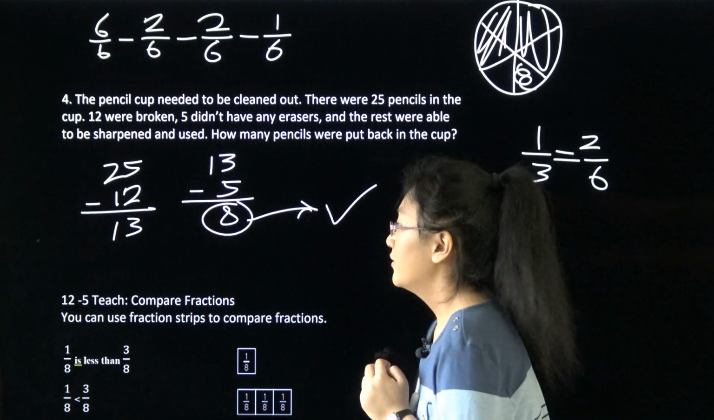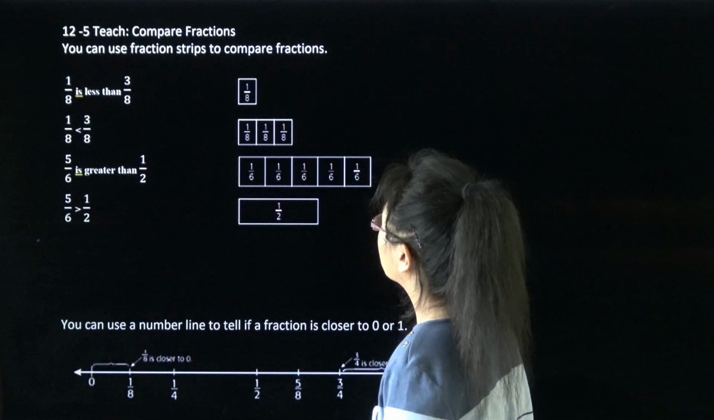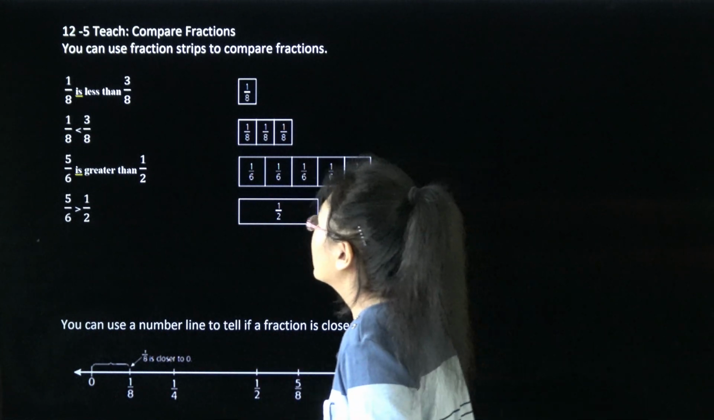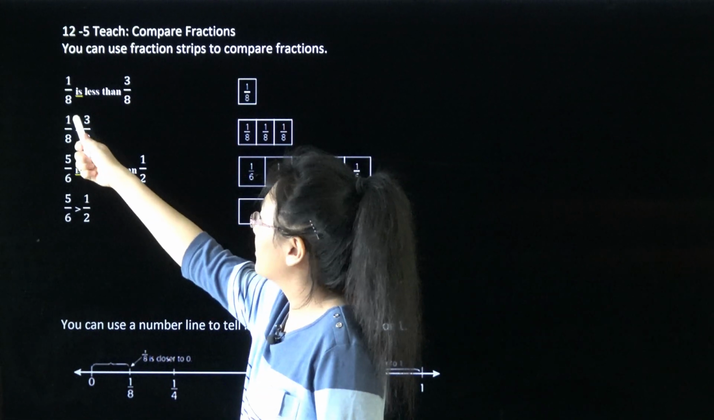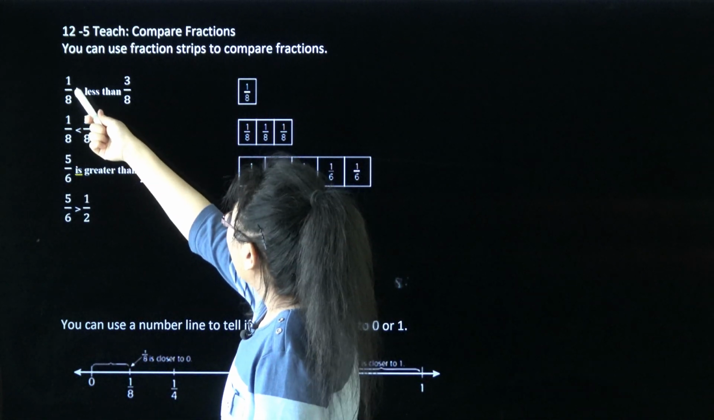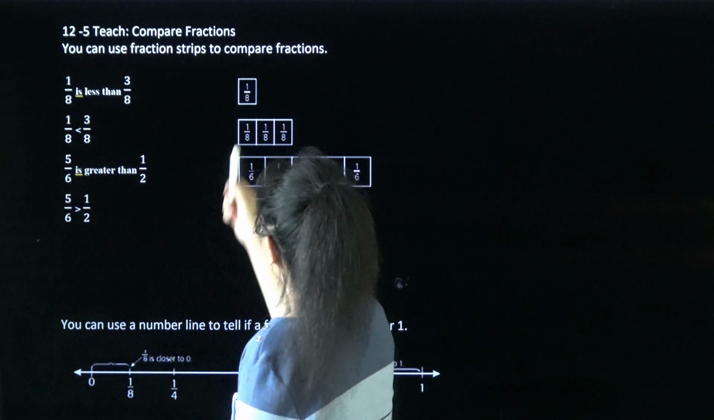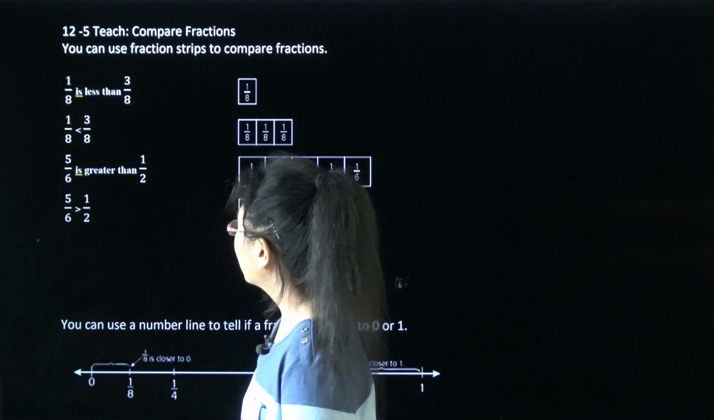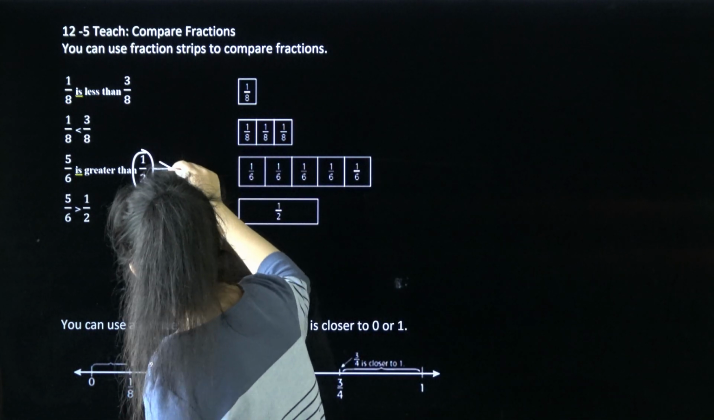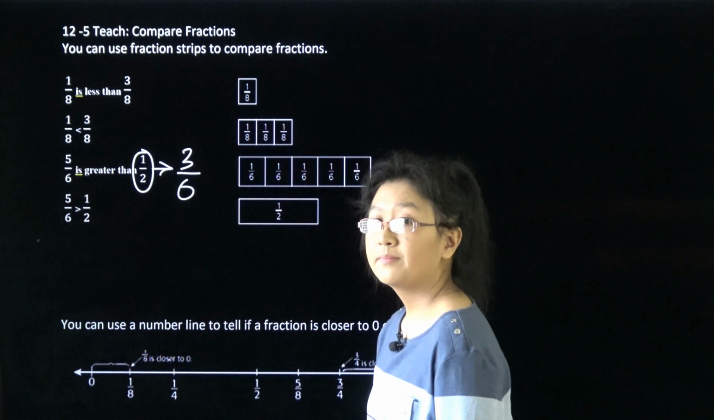Now we're done that section. And we're on section number 5. Compare fractions. Which sounds awfully like equivalent fractions, but it isn't. So you see, you can use fraction strips, but you can also use numbers. So 1/8 is less than 3/8 because 1 is less than 3. See? And 5/6 is greater than a half. Because if you make this into its equivalent fraction, which is 3/6, 5 is greater than 3.